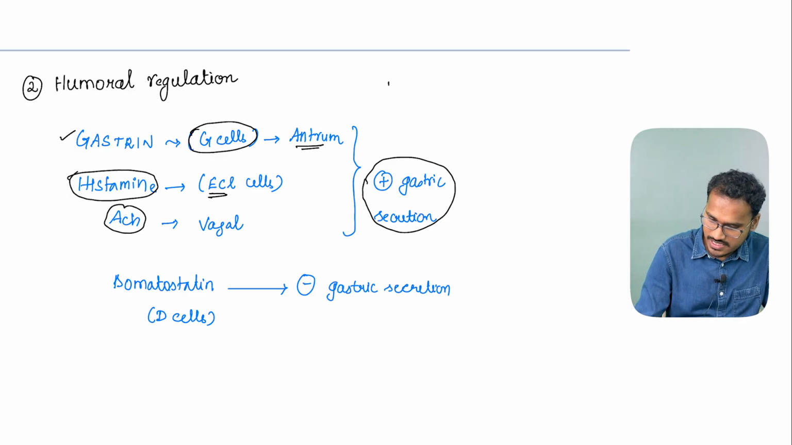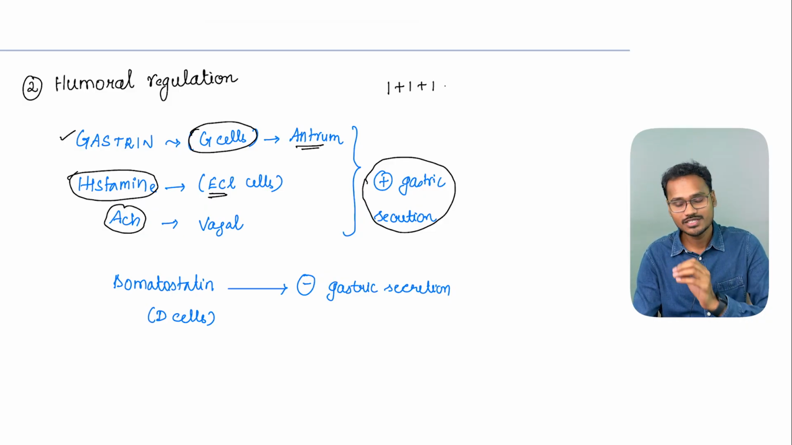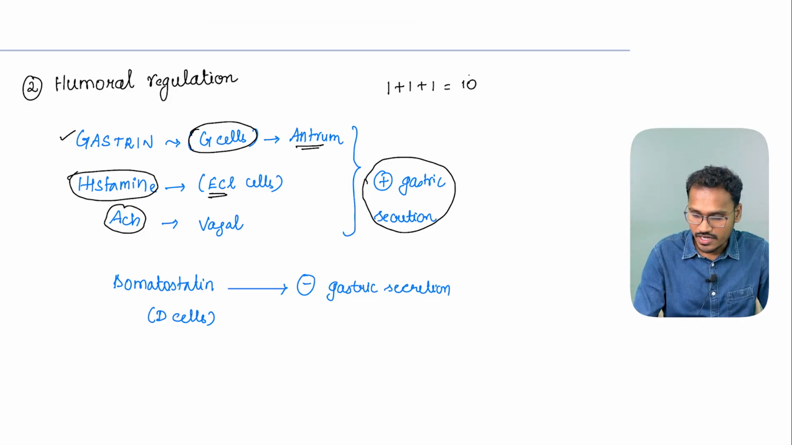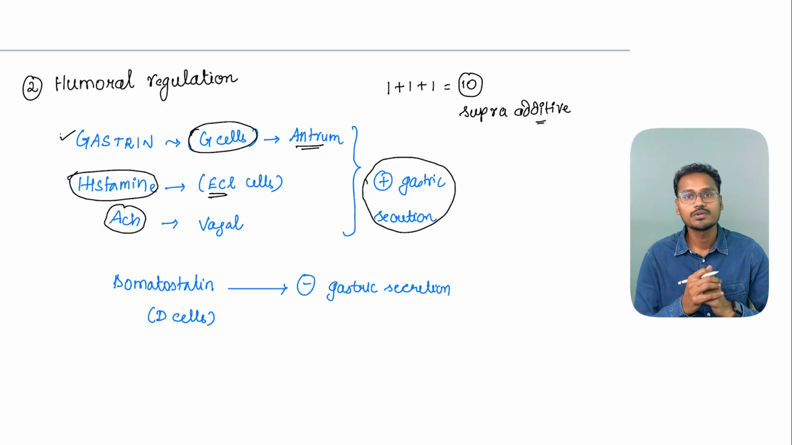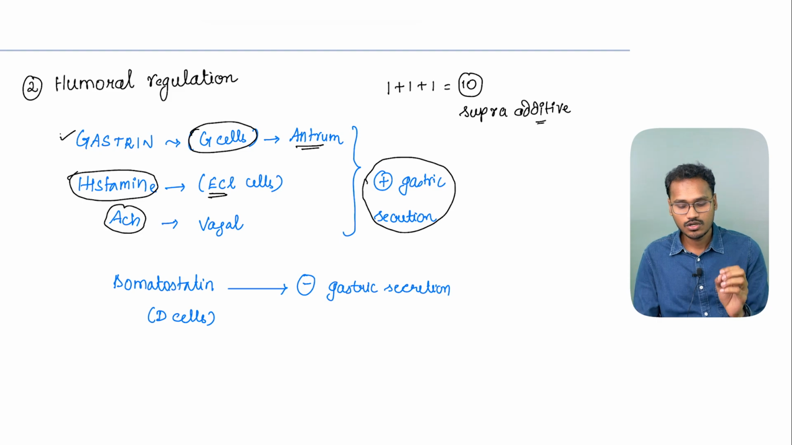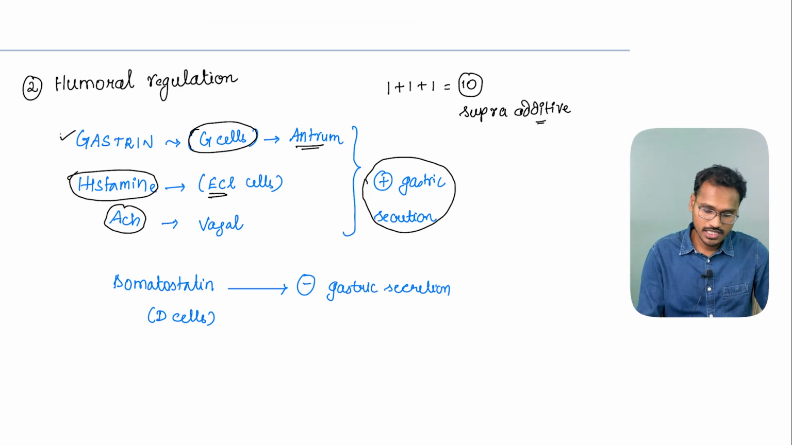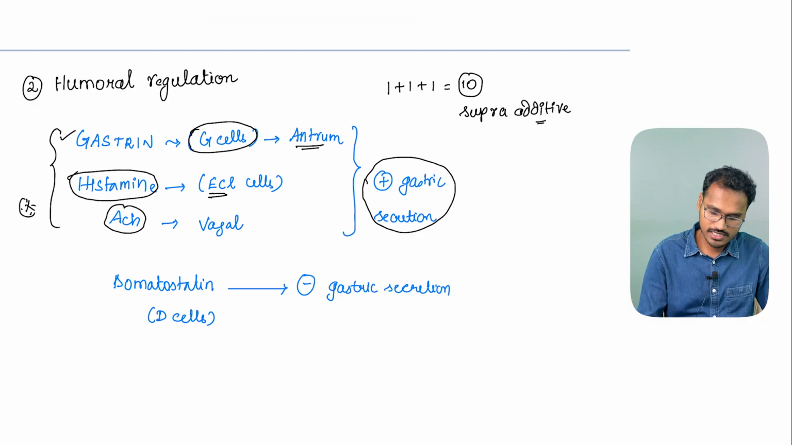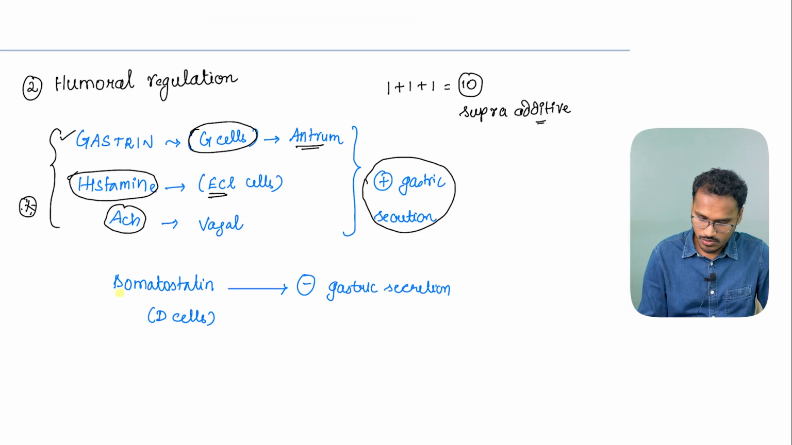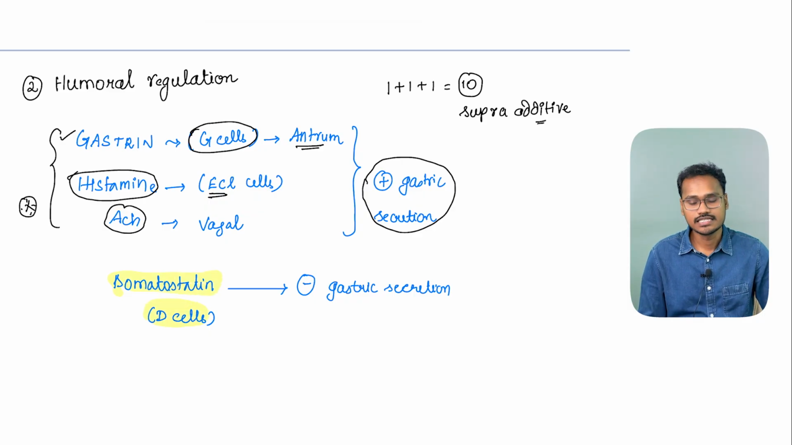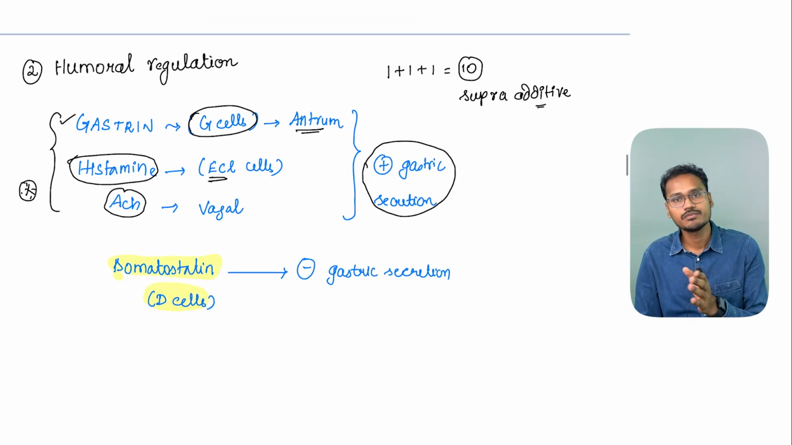So when gastrin, histamine and acetylcholine are available, they are not going to be 1 plus 1 plus 1 equals 3. They are going to be supra-additive. That is, when one is available and the second one comes in, it will stimulate the other also. So that's why this effect is called supra-additive effect. Remember all these three, gastrin, histamine, acetylcholine. They are the most powerful stimulators of gastric acid secretion. In turn, the opposite hormone which is going to decrease the gastric secretion is somatostatin, which is produced by the D cells. So gastrin from G cells, histamine from the ECL cells.